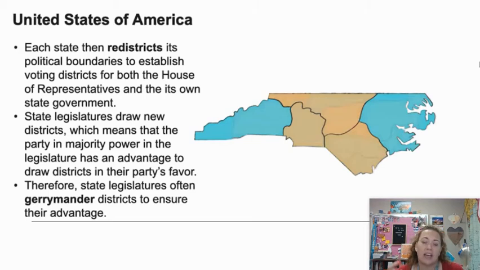Okay, so then once these numbers are in place, they redistrict those political boundaries, and again, they'll say, okay, if I live where the arrow is in this, and let's say that's District 1, then I would only get to vote for District 1 representatives. Okay.